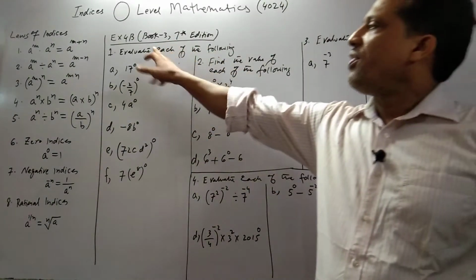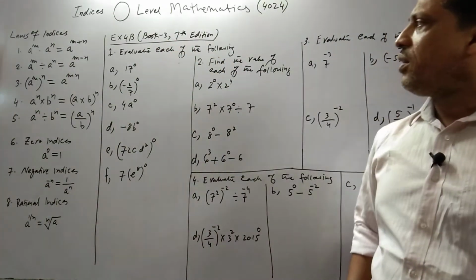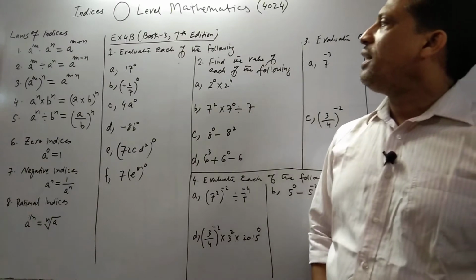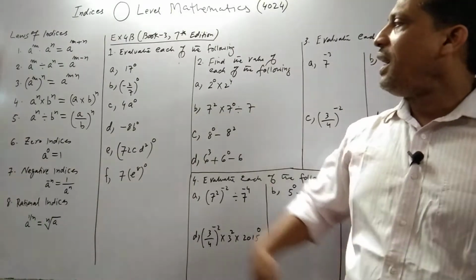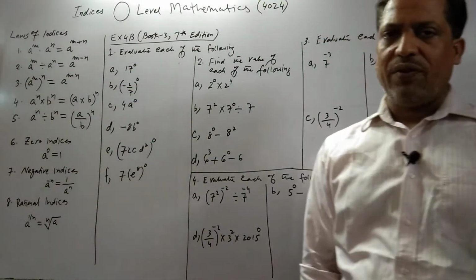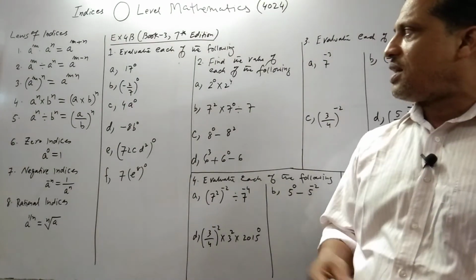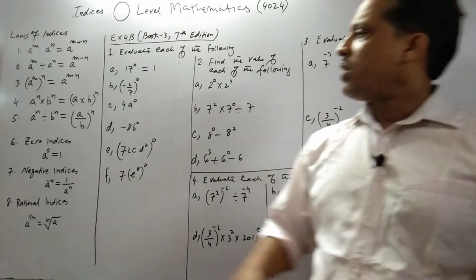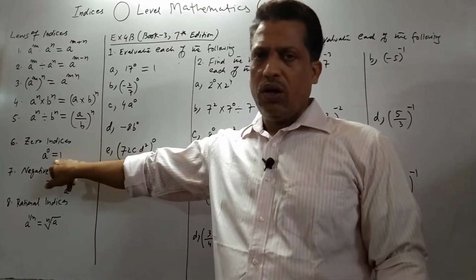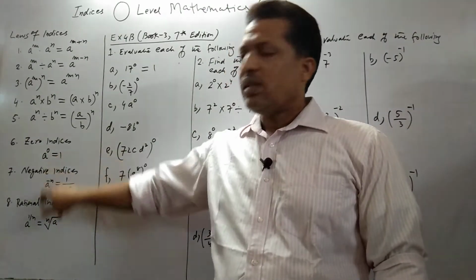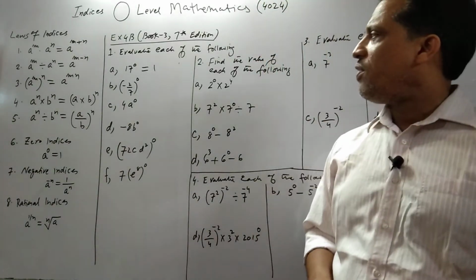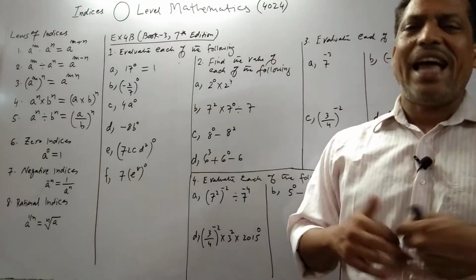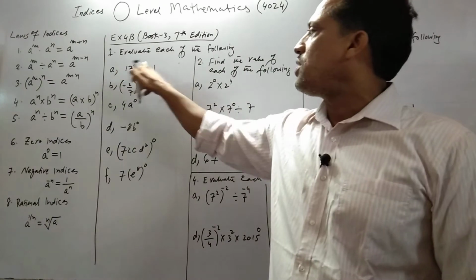Now we are going to start exercise 4B. Question number 1, evaluate each of the following. Part A, 17 to the power 0. What is the answer? Yes, the answer is 1. Why? Because the 6th law says something to the power 0 is always 1. So something means anything. So 17 power 0 is equal to 1.